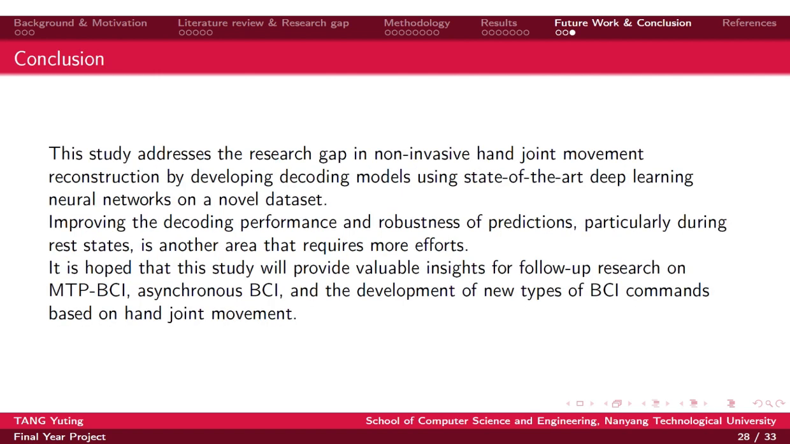In conclusion, this study addresses the research gap in non-invasive hand joint movement reconstruction by developing decoding models using state-of-the-art deep learning neural networks on a novel dataset. It is hoped that this study will provide valuable insights for follow-up research on MTP BCI, asynchronous BCI, and the development of new types of BCI commands based on hand joint movement.